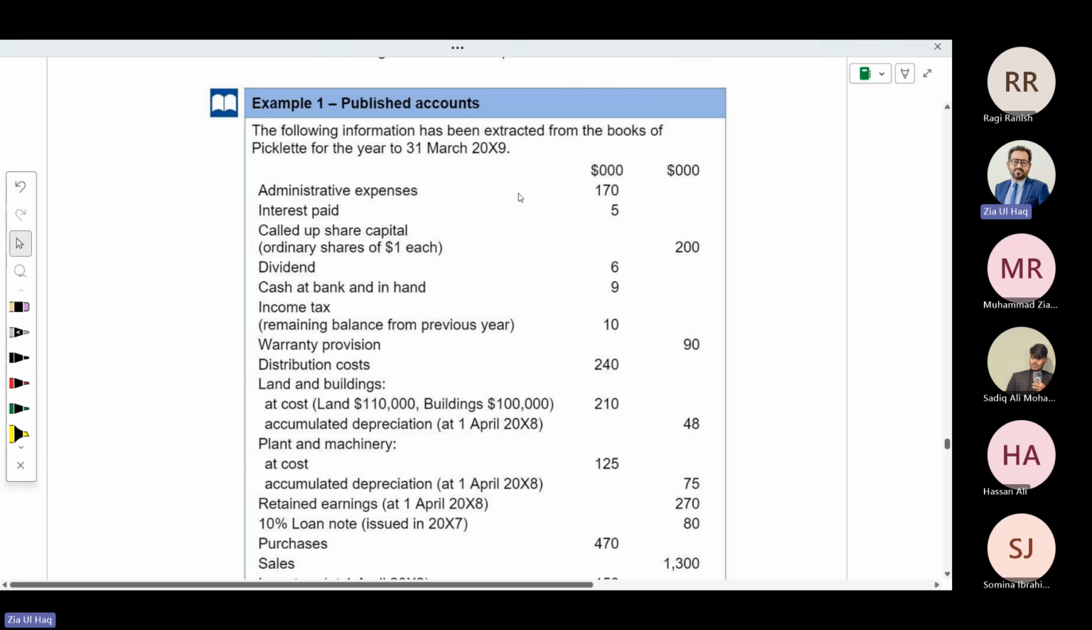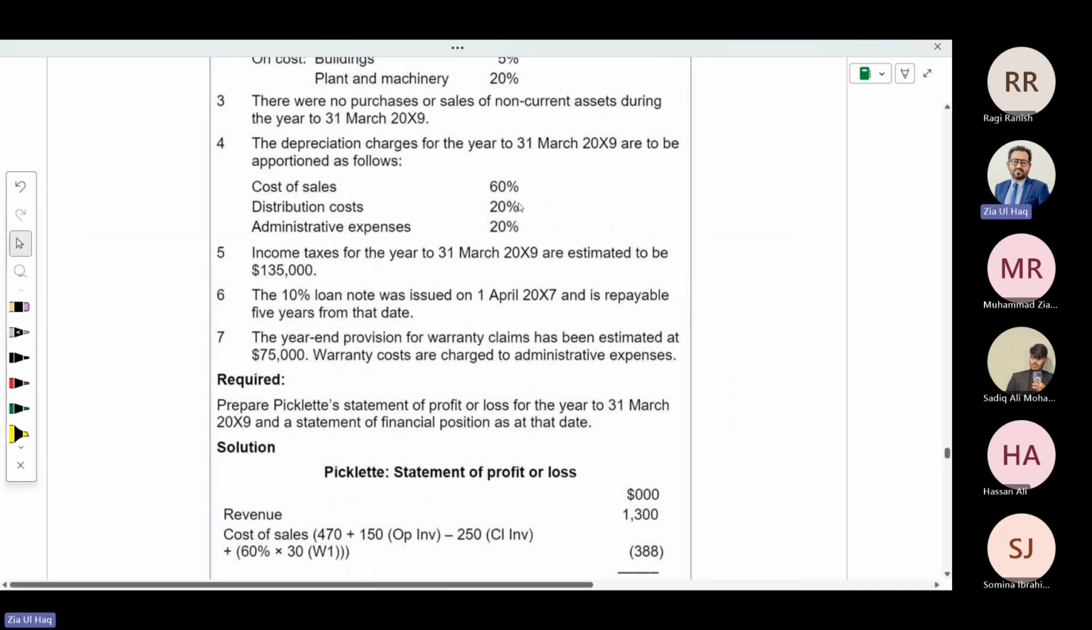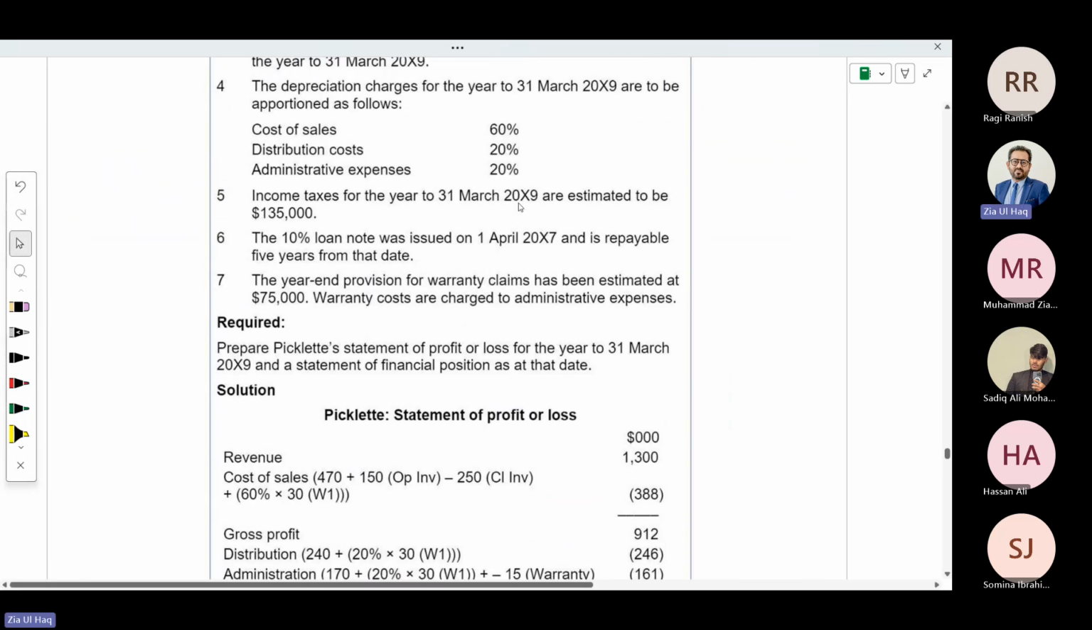This question we are going to solve today in an Excel sheet. I will show you how to prepare these statements in an Excel sheet. The following information has been extracted from the books of Piclet for the year to 31st March 20X9. Year end is 31st March 20X9. What you need to do? Prepare Piclet's statement of profit or loss for the year to 31st March 20X9 and a statement of financial position at that date.